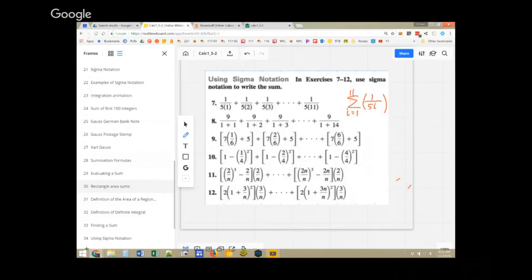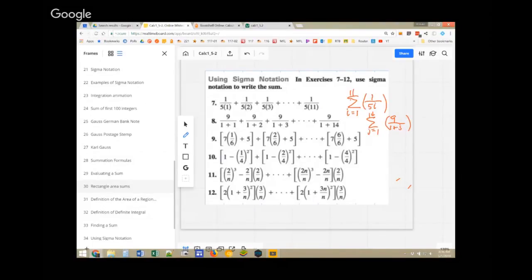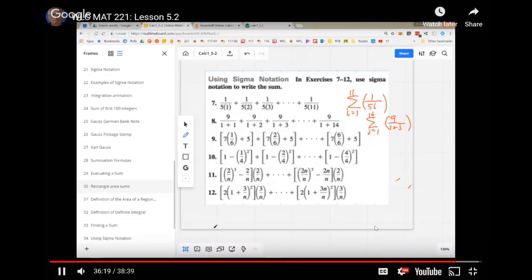How about number 8? All right, so we have sigma notation. Let's say J this time. And J starts off at 1 and it looks like it goes to 14. And what do we have? 9 over 1 plus J. So you just have to look for what's repeating, what's always there, and then what's the part that gradually changes, and then from what to what. So that's practice in just trying to get used to this sigma notation.